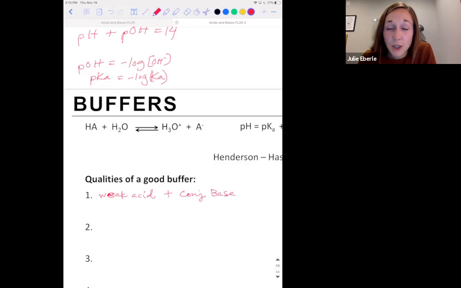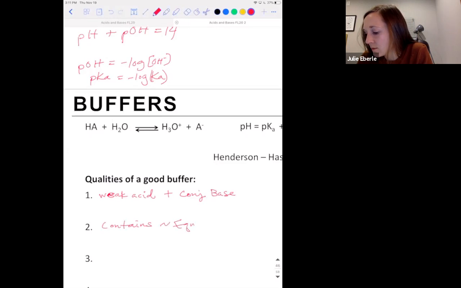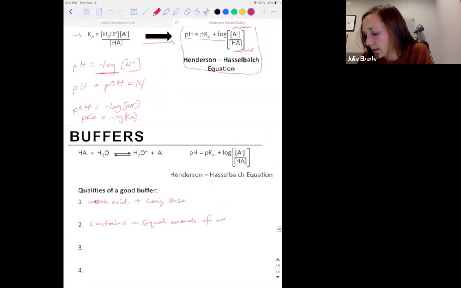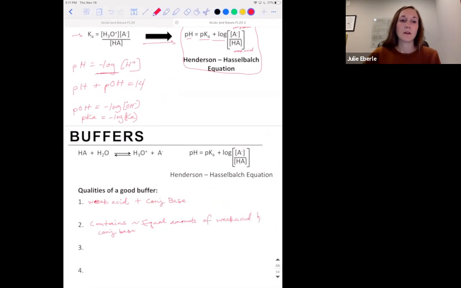Secondly, a buffer is good or strongest when it contains roughly equal amounts of weak acid and conjugate base. You want roughly equal amounts.